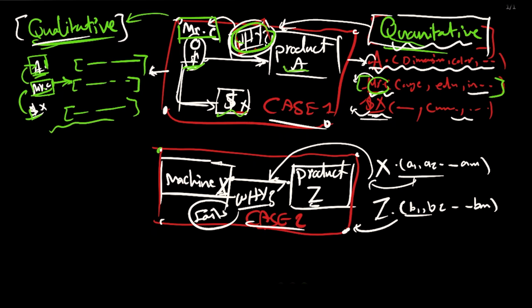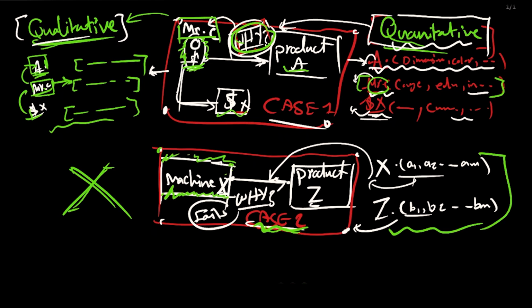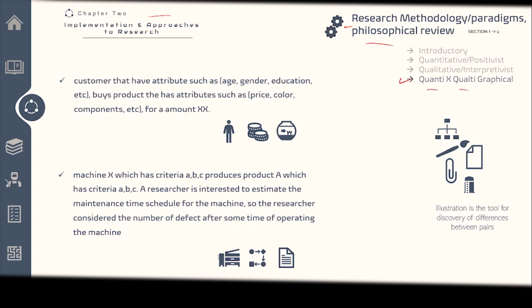Now, when it comes to case 2, I think it's quite clear to see there is no qualitative way to answer the question. And the reason is the machine is not a human subject. I hope this graphical presentation has shown you the actual difference between quantitative and qualitative. At the end of this section, we have seen a general introduction on the idea of paradigm, and then we have explored the quantitative and qualitative research paradigms visually, and finally, we have explored both of them on real examples.